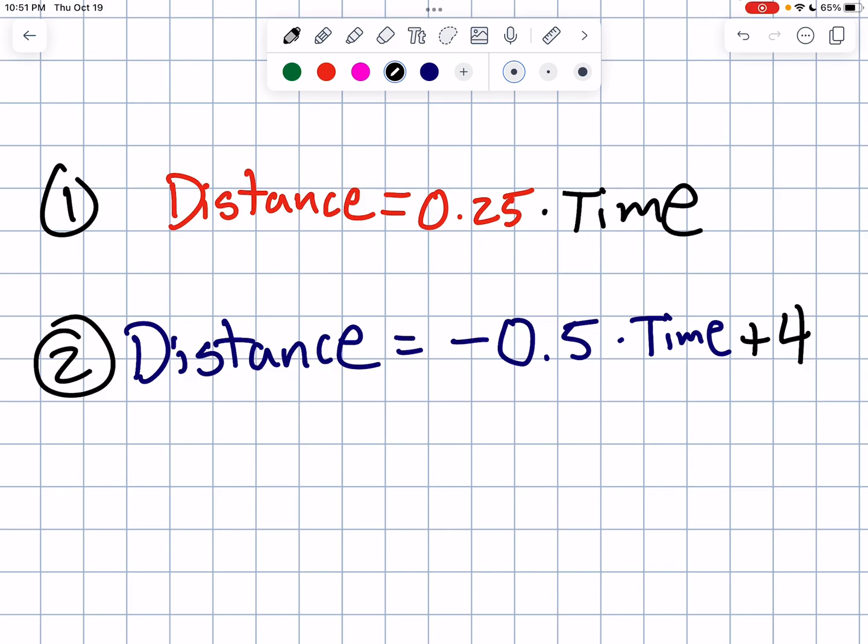Its distance is decreasing. So one thing that we can do here is we don't know at what distance they're going to collide. We also don't know at what time they're going to collide. What we do know is that they are going to collide at the same distance, right?